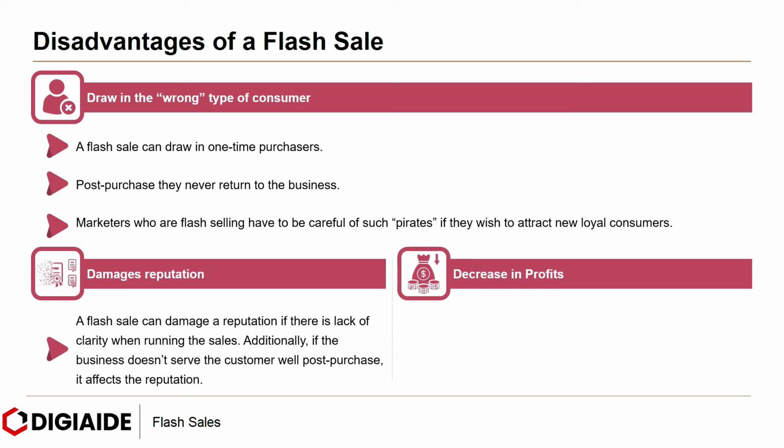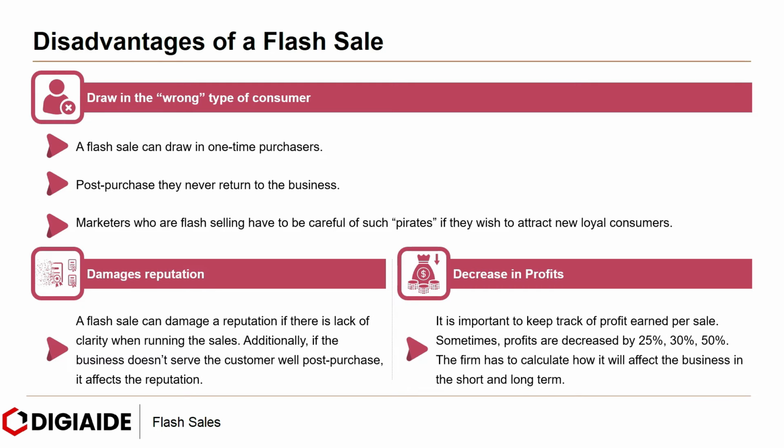And finally, chances of decrease in profits. It is important to keep track of profit earned per sale. Sometimes profits are decreased by 25 to 50%. The firm has to calculate how it will affect the business in the short and the long term.